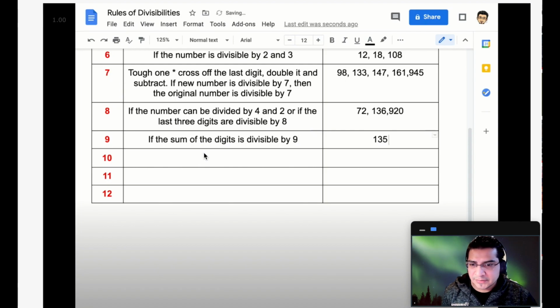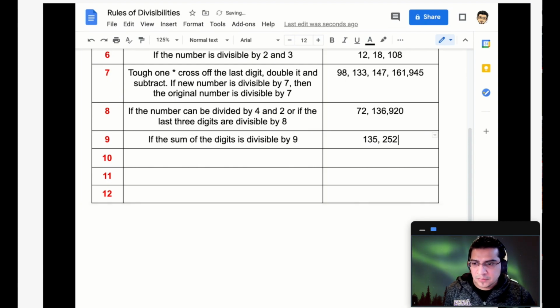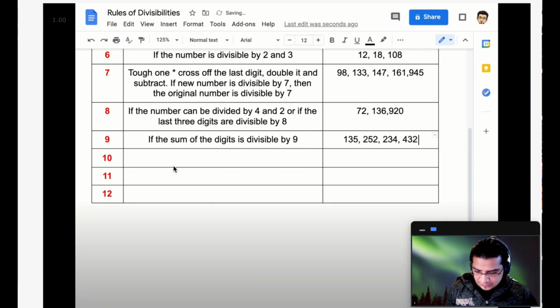All right, so for number 9, if the sum of the digits is divisible by 9, kind of like the one for 3 where you add up the digits, and the sum of the digits is a number that's divisible by 9, then the whole number will be divisible by 9. The same concept applies here. So you can do 5 plus 3 is 8 plus 1 is 9. Hey, look at that. Because the sum of the digits equals 9, the whole number is divisible by 9. 135 divided by 9 is actually 15.